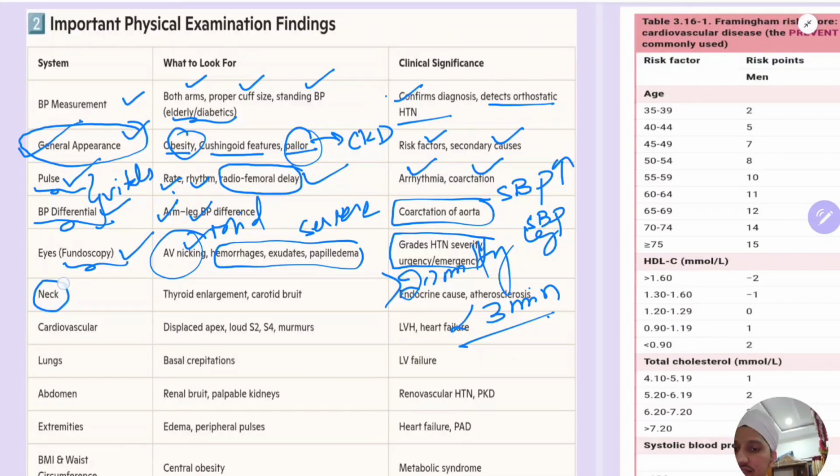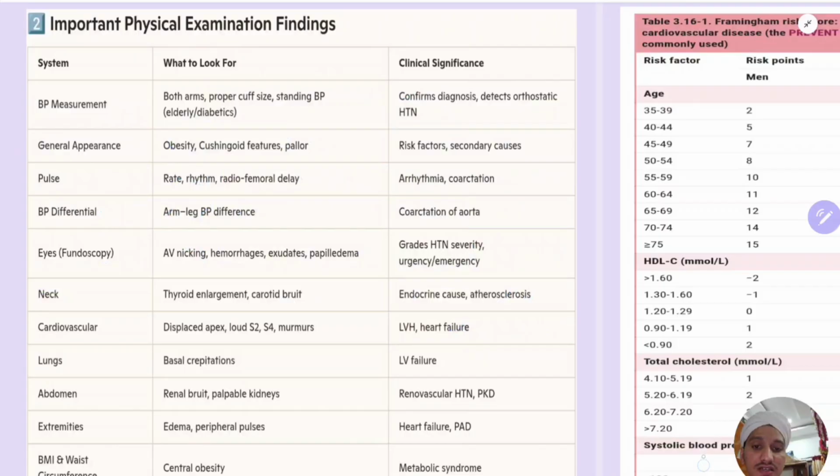Then come to the neck. In the neck, you see the thyroid, whether there is thyroid enlargement, and whether there is carotid bruit. The presence of carotid bruit suggests there can be a thrombus here, and the patient may be at risk of stroke. Carotid bruit is a very bad sign. Thyroid suggests an endocrinal cause. So in the neck, thyroid you should see, carotid bruit you should see, and if there is carotid bruit, you will say the patient is having atherosclerosis.